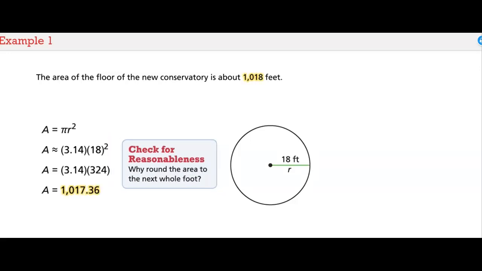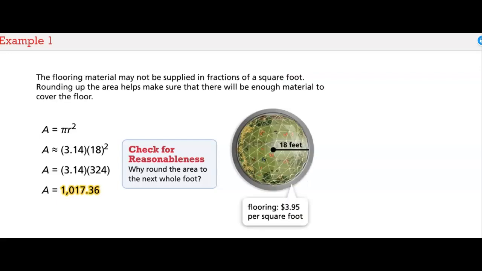Why round the area up to the next whole foot? The flooring material may not be supplied in fractions of a square foot. Rounding the area up helps us make sure that there will be enough material to cover the floor.